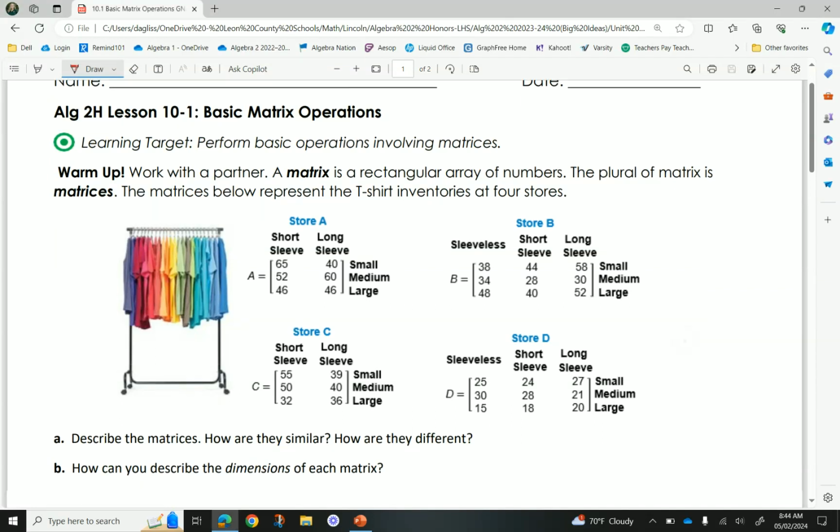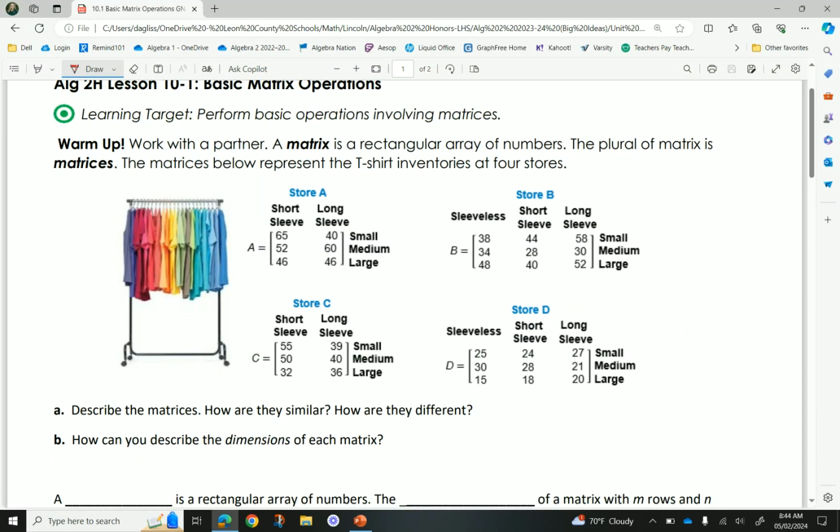All right, so you were introduced to a matrix in your warm-up. A matrix is a rectangular array of numbers. The plural of matrix is matrices. The matrices below represent the t-shirt inventories at 4 different stores. So looking at stores A, B, C, and D, how would you describe the matrices?